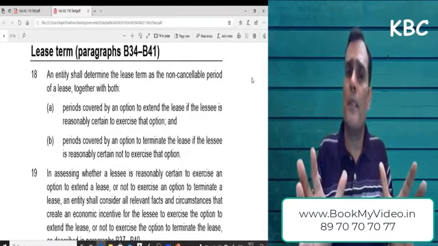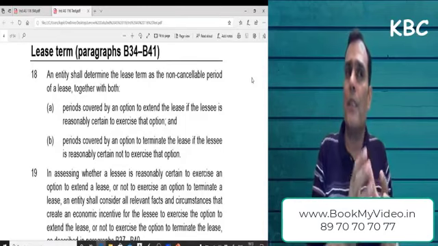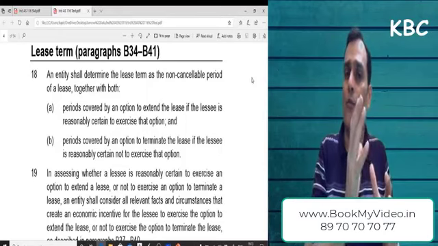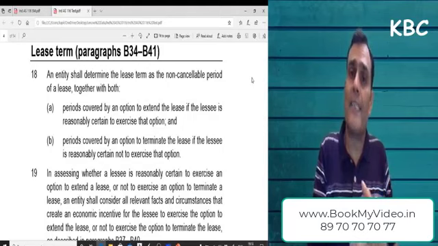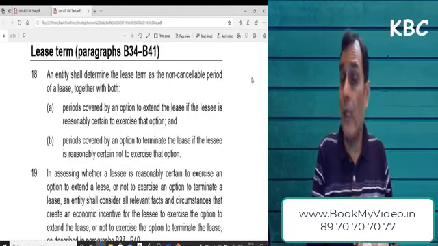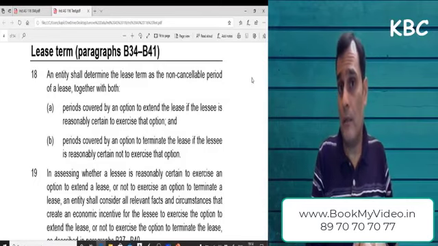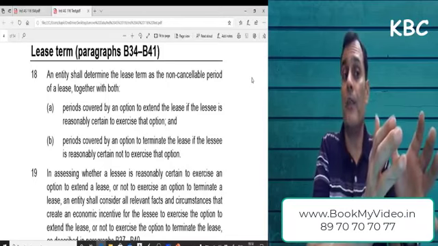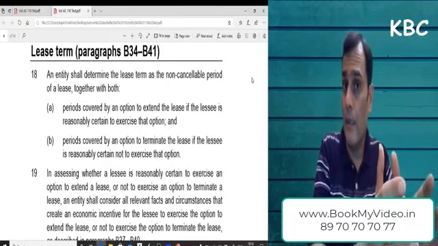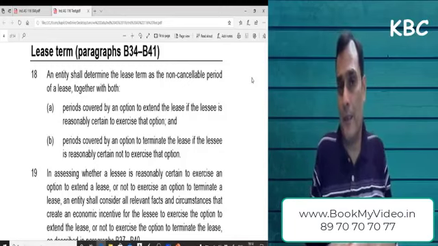I would put it like this in a mathematical manner, that when you look at a lease term, I would say lease term is a sum total of 1, 2, 3. Now, what is 1? Non-cancelable period. And what is 2? Option to extend. And what is 3? Option to terminate. Just remember the three key terms. The lease term is a non-cancelable period plus option to extend plus option to terminate.